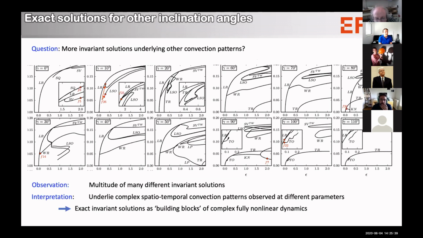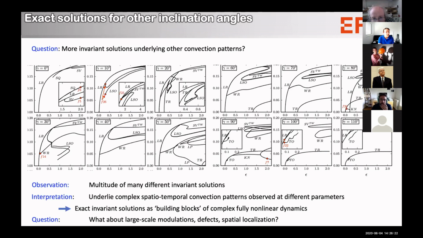Well, you have these many different invariant solutions, and the idea is that if these solutions underlie the spatiotemporal convection patterns at specific parameters, then you only have to go to these parameters, figure out which of these invariant solutions you have there, and thereby understand what you'll observe in the dynamics. So my hope really is that I've convinced you that these exact invariant solutions are really building blocks of the complex fully nonlinear dynamics and capture features of the flow.